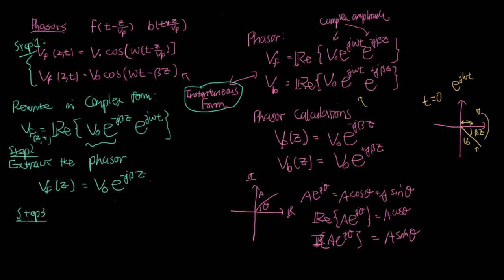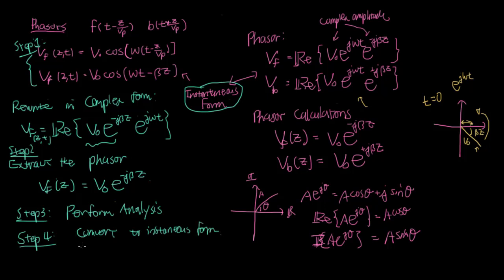Step 3, I'll just simplify: we're going to perform analysis. We're going to do a bunch of stuff that we're going to learn in subsequent sections and chapters. The point is we get this to the phasor form, and then once we have our final answer, we convert back to the instantaneous form.